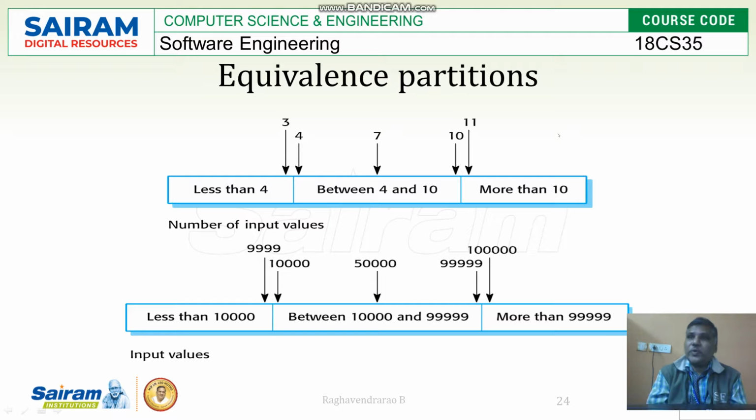These are called equivalence partitioning. Okay, the number of inputs that the user gives. In a similar way, the second example is also there.